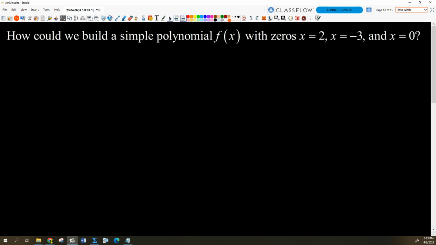Okay, how about this one? You guys have done problems like this too. How could we build a simple polynomial with those zeros? What would we do if I want to build a polynomial f of x? How could I build a polynomial from those zeros? It's just the factor theorem.